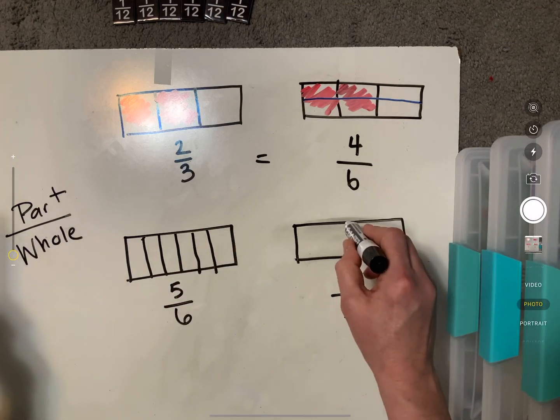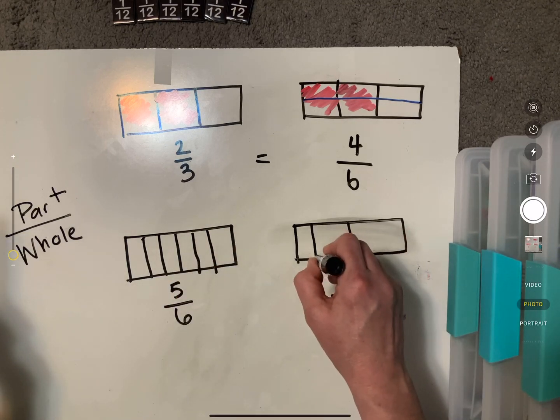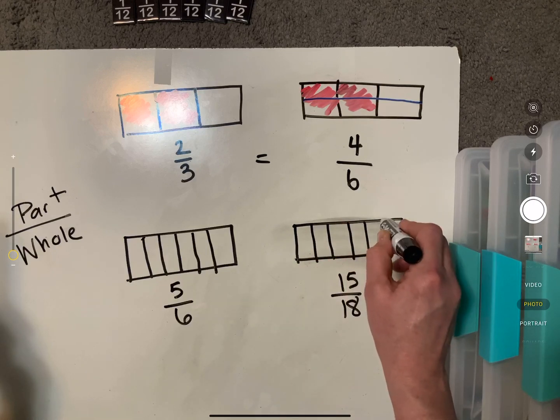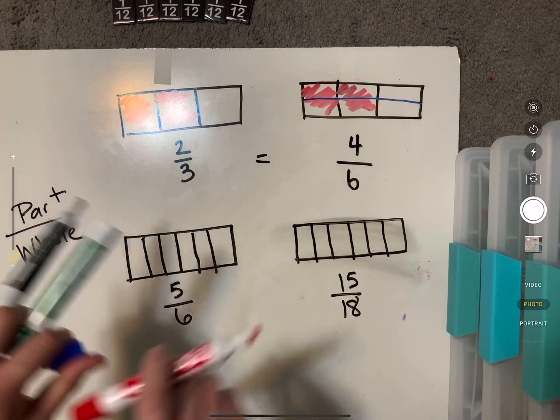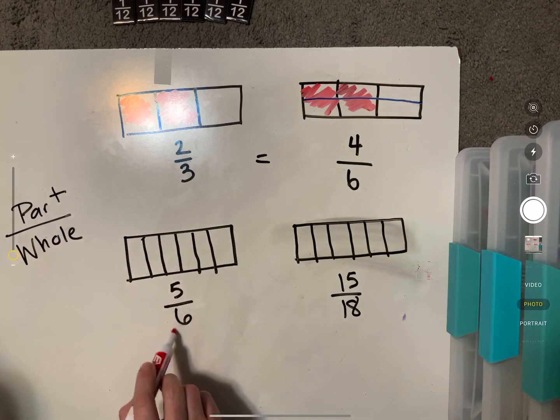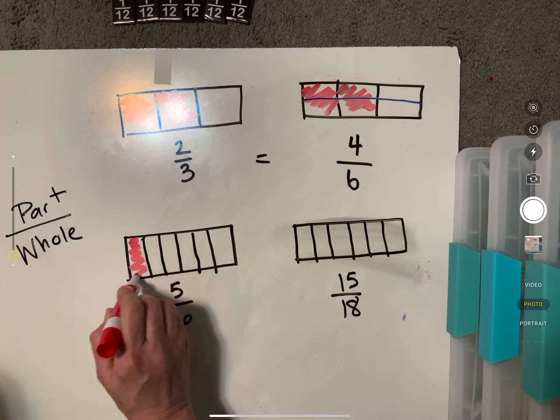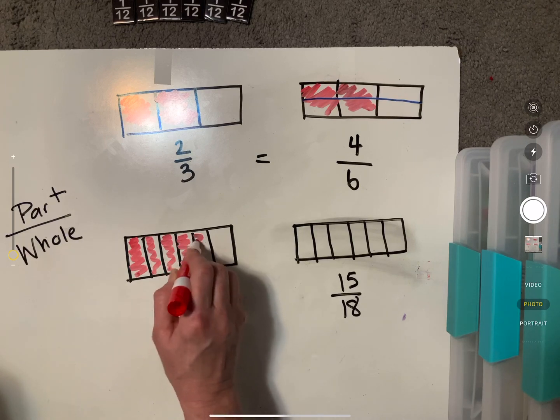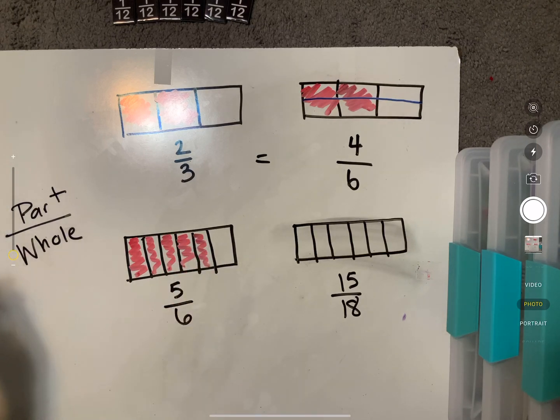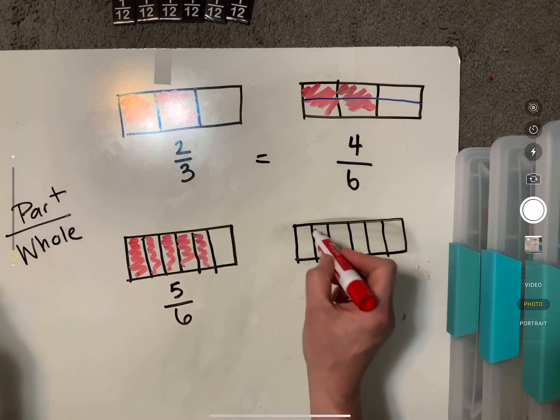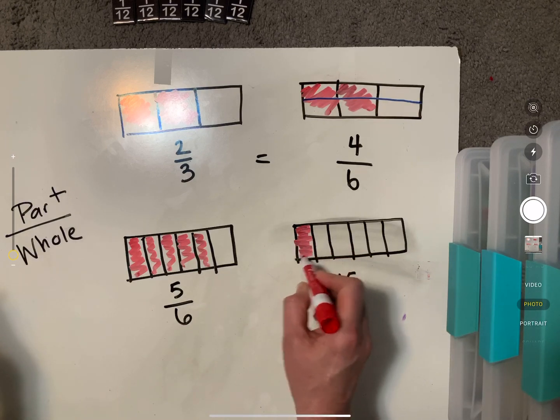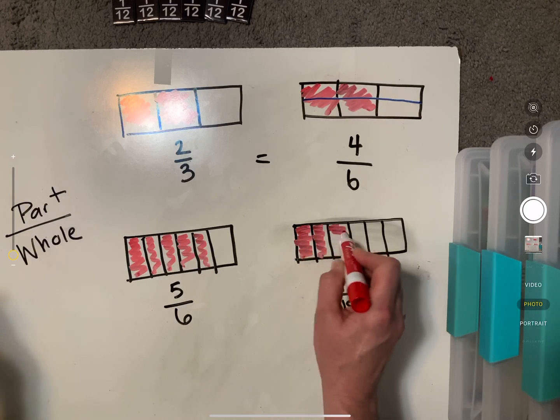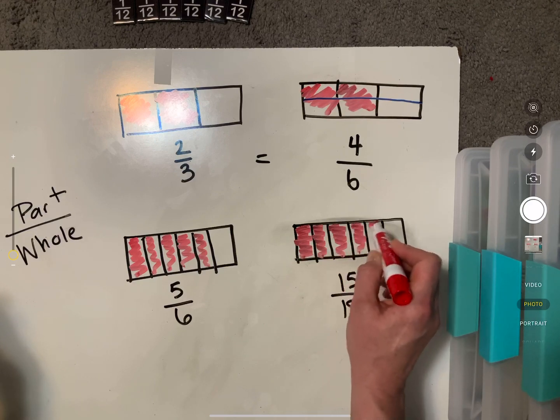And we'll do the same thing over here. Okay, so when we're shading these, we're going to have 5 of the 6 shaded. So 1, 2, 3, 4, 5 shaded. So 5, 6. Now over here, we're going to have the same, mirror it, make it the same as the other one. 1, 2, 3, 4, 5.